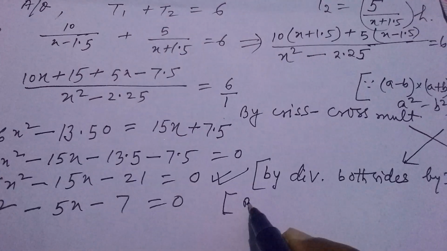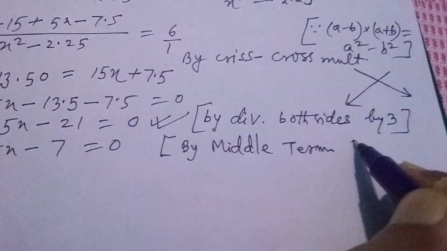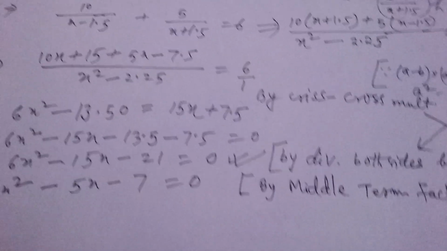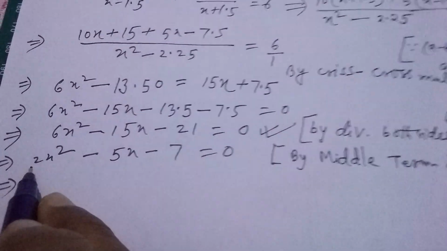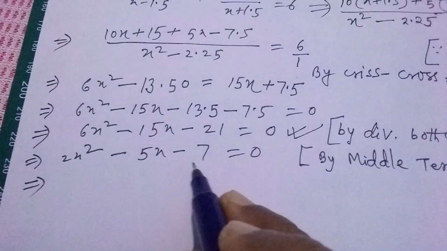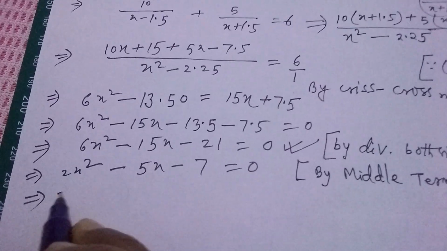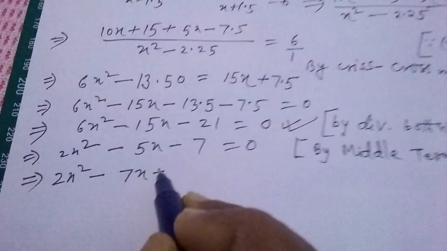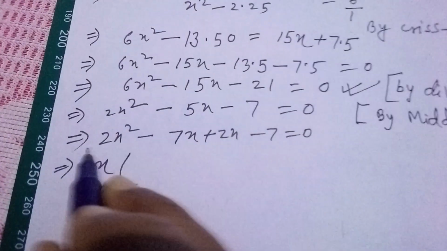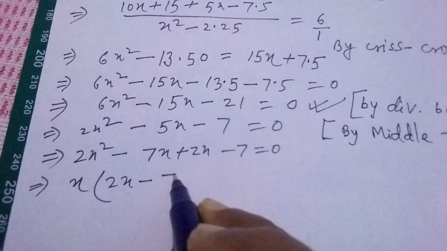And then, by middle term factorization, this is A, the coefficient of x square is A, the coefficient of x is B, and the constant term is C. So A into C is minus 14, and minus 14 we will factorize, then we will get 2x square minus 7x plus 2x minus 7 equals 0. Here, x I am taking common, because in these two terms x is common. So 2x minus 7.